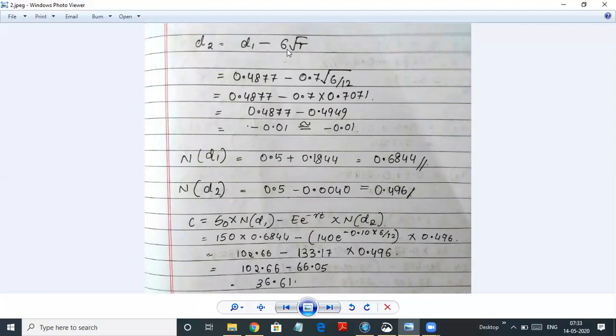Now we are not going to stop here. We are not just going to find D1 and D2 values. We have to find N(D1) and N(D2) values. What is N(D1) and N(D2)? The D1 value we find in the normal distribution table, and we get the normal distribution value. Whenever you find something in the normal distribution table, the normal distribution graph is divided into two parts, plus 0.5 and minus 0.5. So if your D1 is positive, we will do 0.5 plus the table value. If your answer is negative, like the D2 value minus 0.01, we'll do 0.5 minus the table value.